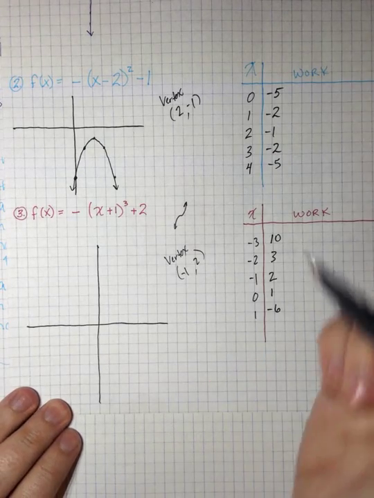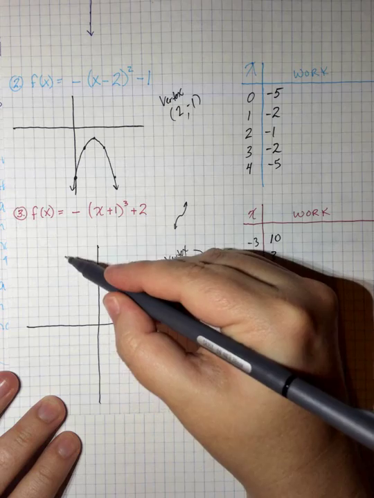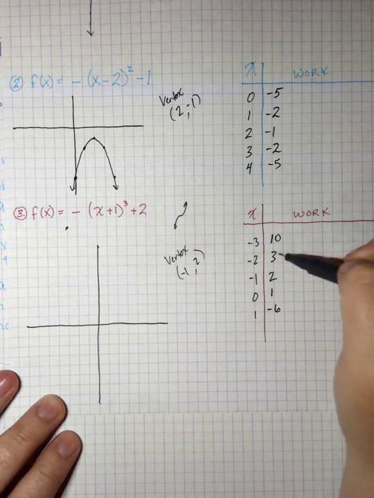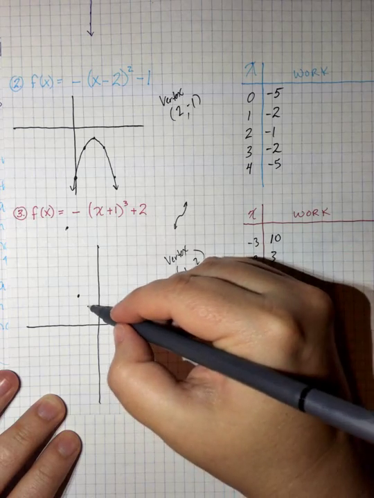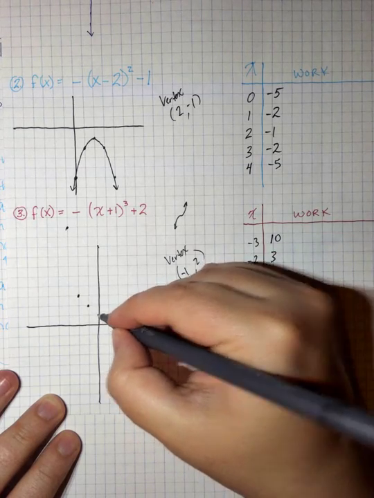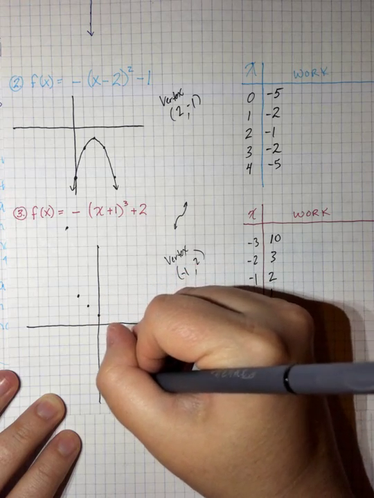So we're going to plot the point (-3, 10) first. So here's my -3, 2, 4, 6, 8, 10 puts me up here. (-2, 3) puts me here. (-1, 2) is here. (0, 1) is there, and (1, -6). So here's my 1, 2, 4, 6 puts me here.